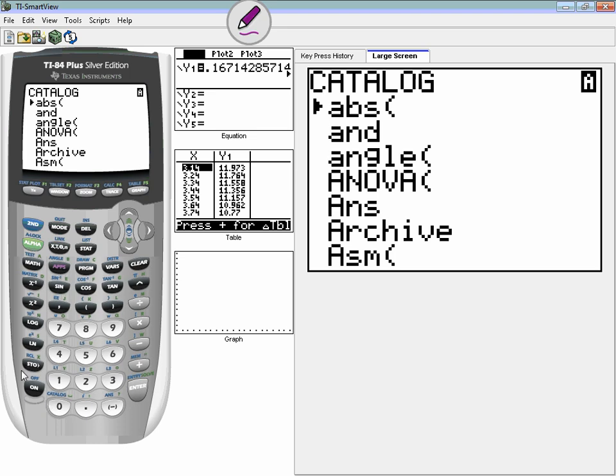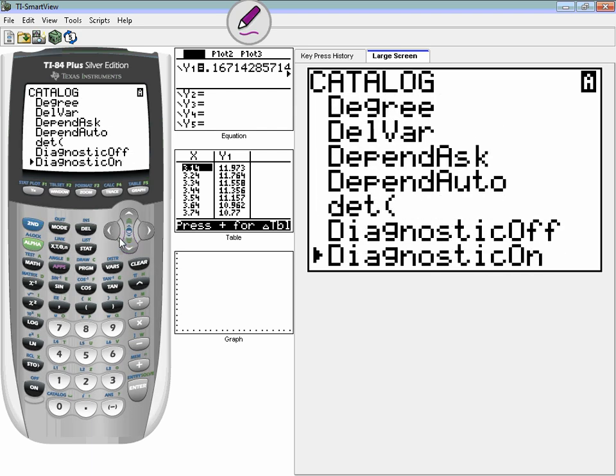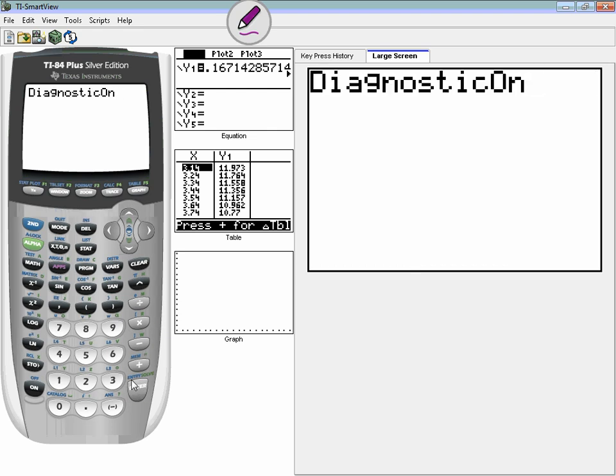You can just keep arrowing, or you can push a D, and that takes you down to the D's at least. You just arrow all the way down to diagnostic on. Push enter. Push enter. Okay. And so now if we want that r squared value, we got to calculate our regression again. So good practice for you here.